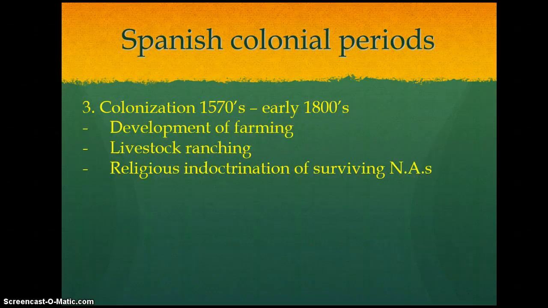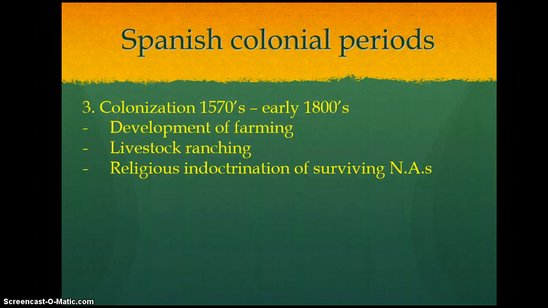The colonial period lasts from the 1570s until the early 1800s. This really sees a period that is far less brutal to Native Americans. It's not as based on extracting resources like gold and silver for the Spanish crown. It's more the development of agriculture, particularly the farming of corn and cotton, livestock ranching over a long period of time, and religious indoctrination of the surviving Native Americans, the ones who hadn't been killed by smallpox and other diseases that were brought by the Europeans.